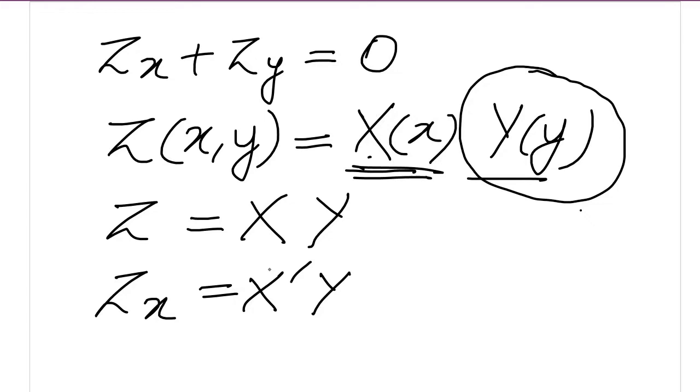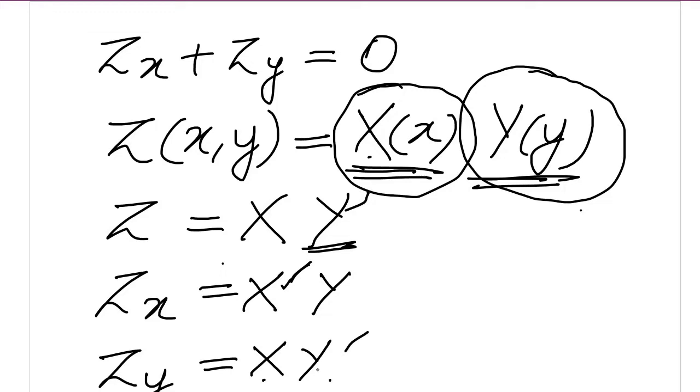Similarly, what will be zy? Zy will be X into Y dash. Now when I am partially differentiating it with respect to y, this X term here becomes a constant. It can be treated as a constant. This is the only part where we have a function of y, so we only need to differentiate that part, so that it becomes X into Y dash.